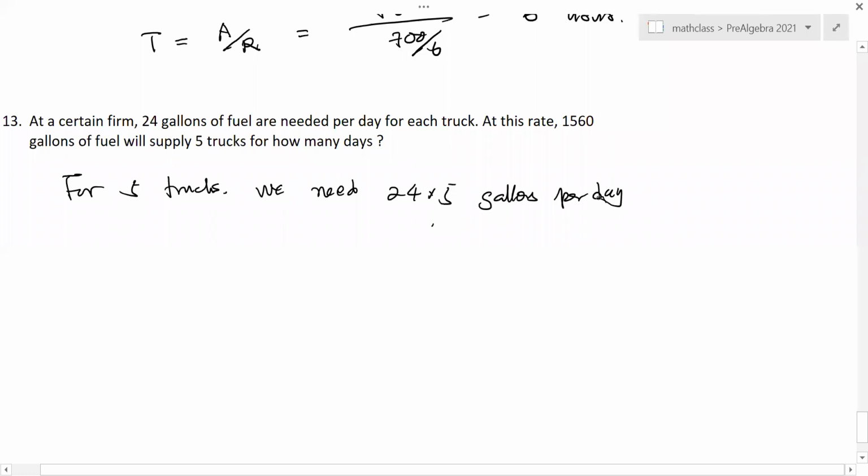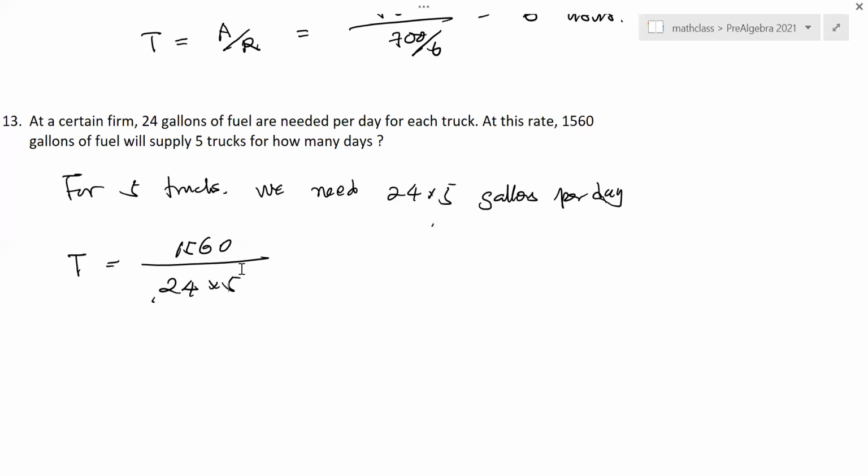That's only 2 units per gallon per day. So this is a total. Then you have 1,560 gallons of fuel. All I have to do is division. The time is going to be the total amount of gallons divided by 24 times 5. Then just do the computation: 1,560 divided by 24 and divided by 5. So it's going to be 13 days.